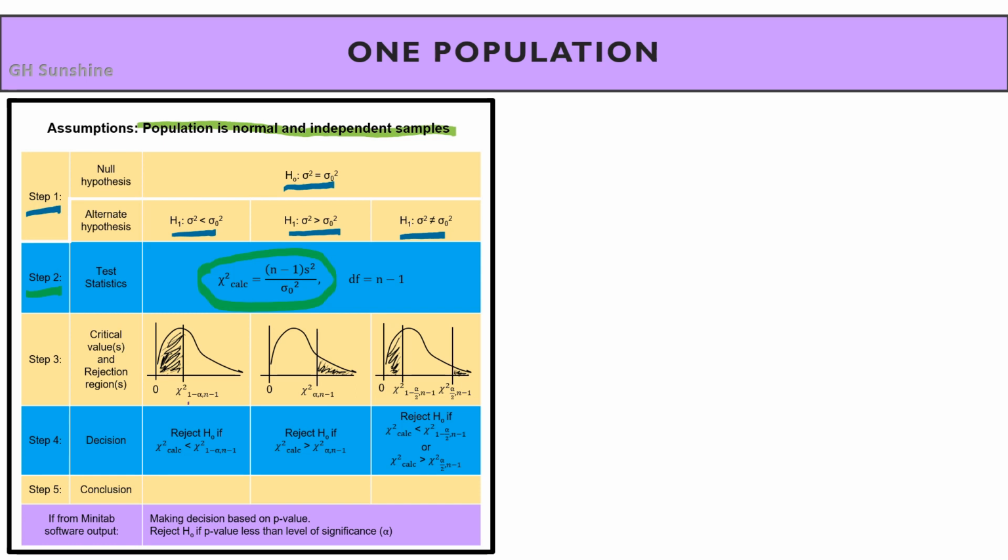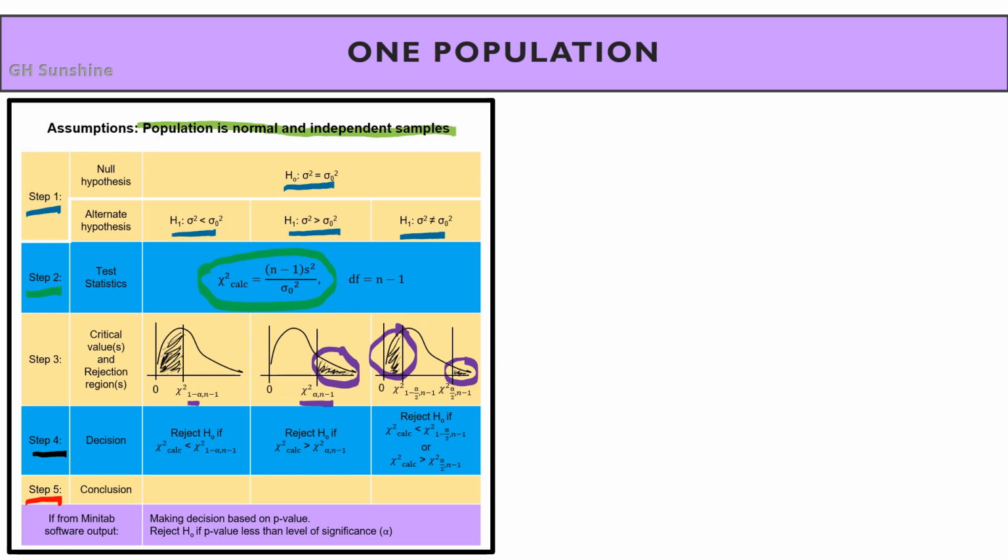So look at here, 1 minus alpha. And then this one for greater than: chi-square greater than, and the rejection region is to the right of the critical value. And the last one, unequal: two sides, either left side or right side. Then step number 4, make a decision based on the chi-square calculation compared to the critical value. And the last one, make a conclusion.